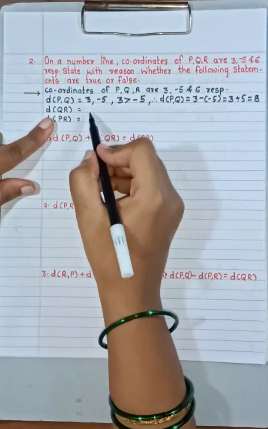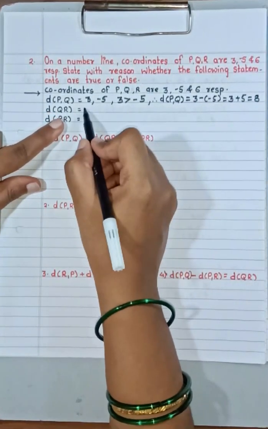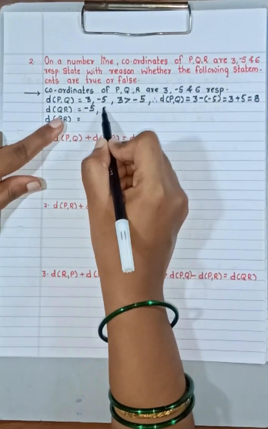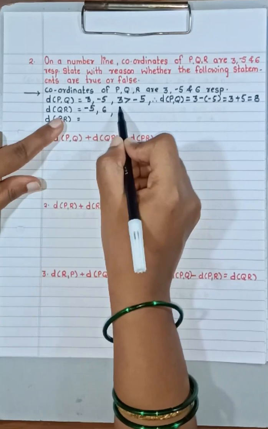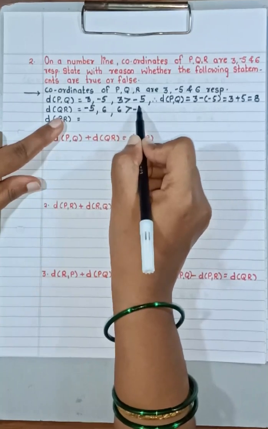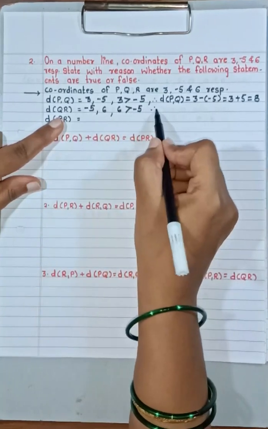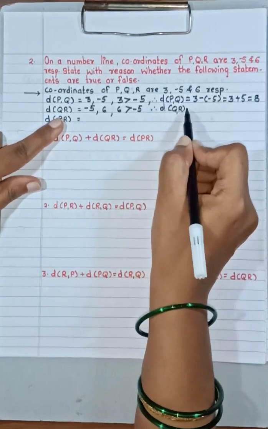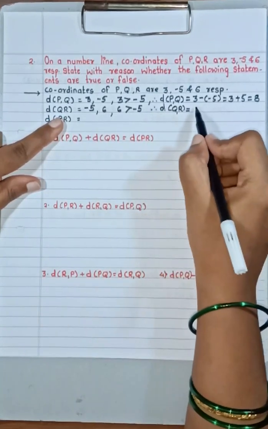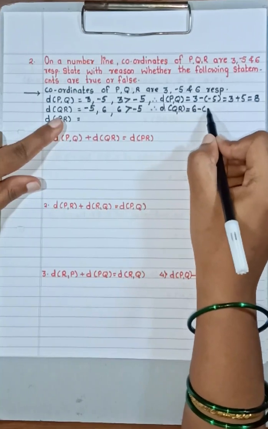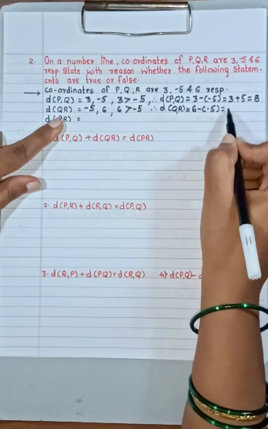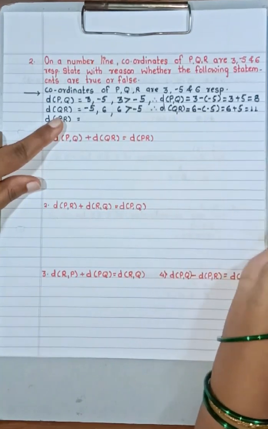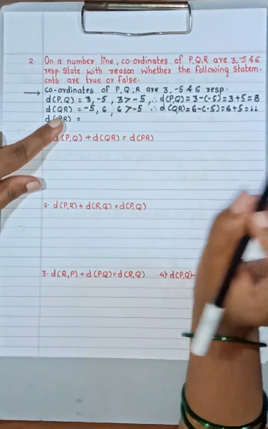Now distance QR. Q is -5 and R is 6. Also you know that 6 is greater than -5. Therefore distance QR is equal to 6 minus -5, that is 6 plus 5, which is equal to 11. Therefore distance QR is 11.